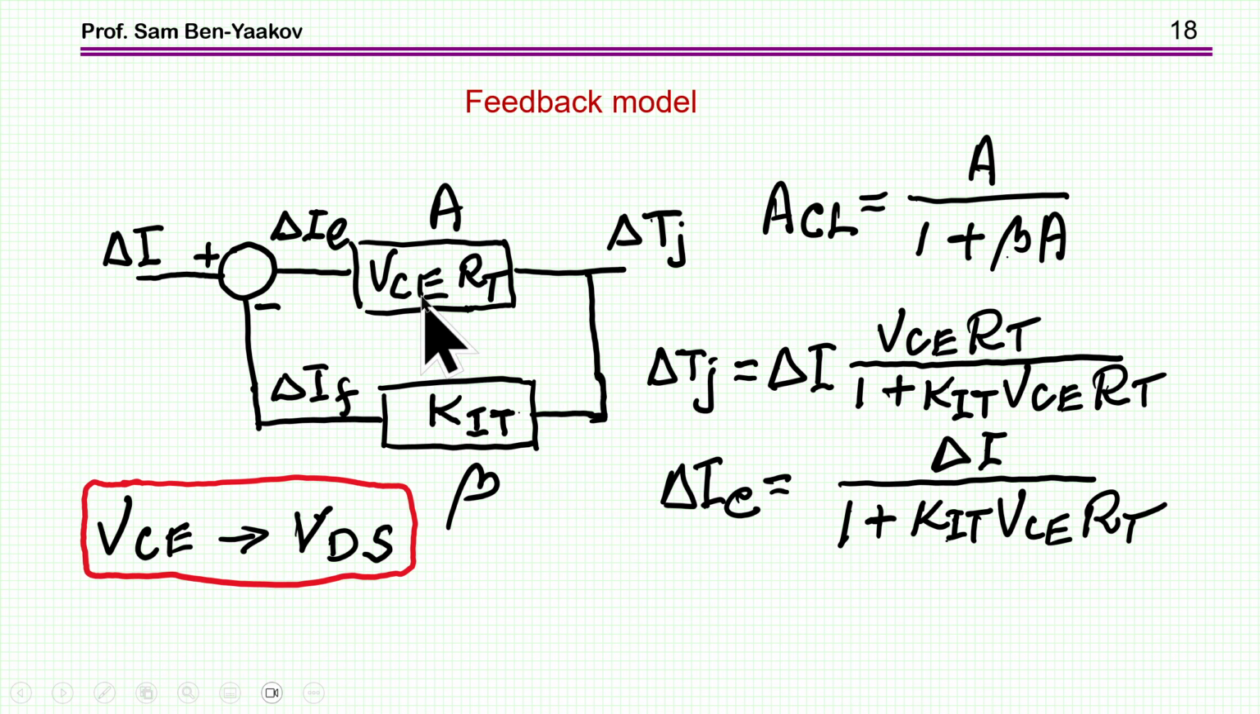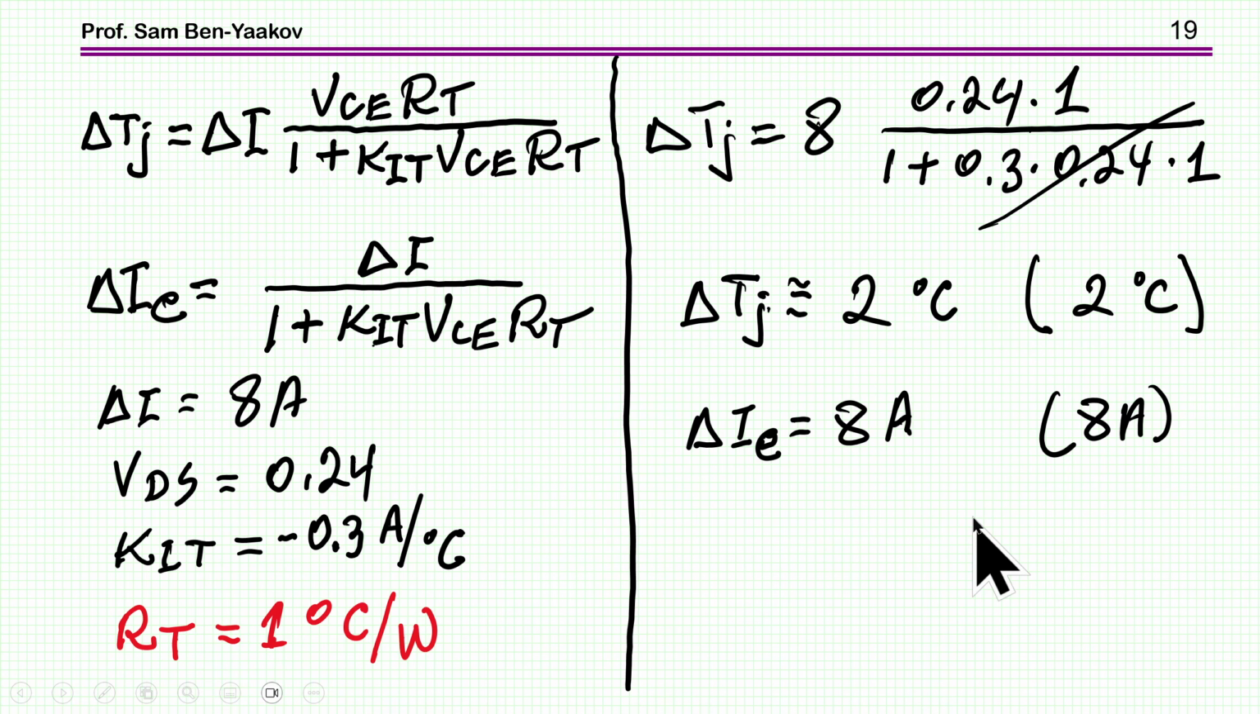And this is not VCE, it is VDS. I'm just leaving this VCE here as the voltage across this, let's call it bus of all the transistors. So again, closed loop is A over 1 plus beta A, and this is exactly the same as before. So now we have actually all the information for one specific case, and I can plug in numbers, okay?